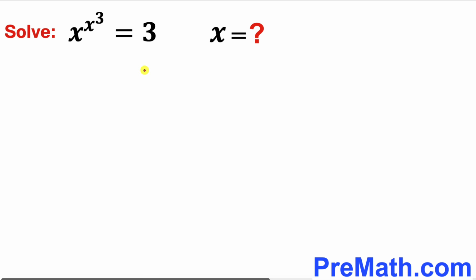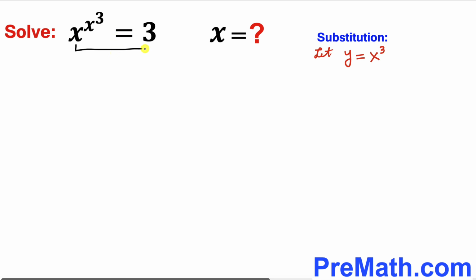Let's go ahead and get started with the solution, and focus on this equation once again. We have x power x and then power 3 equals 3. Here we have nested exponents, so we are going to think outside the box, and let's focus on this part, x power 3. I'm going to label this one as y, so we are going to make a substitution. Let's assume that y equals x power 3.